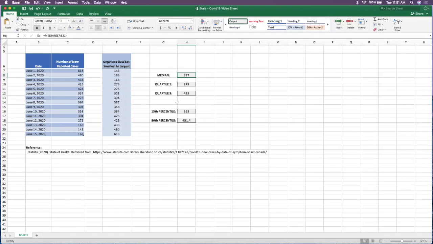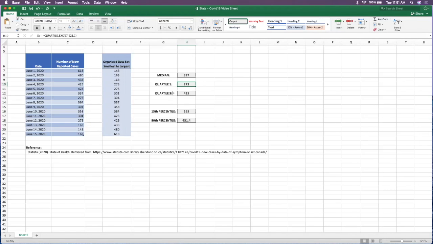Next, I wanted to find the first and third quartiles. I did this by inputting the Excel function, highlighting the data, and specifying the quartile number that I was searching for. These quartiles separate the data into 4 equal parts, with 25% being below the first quartile and 25% above the third quartile.